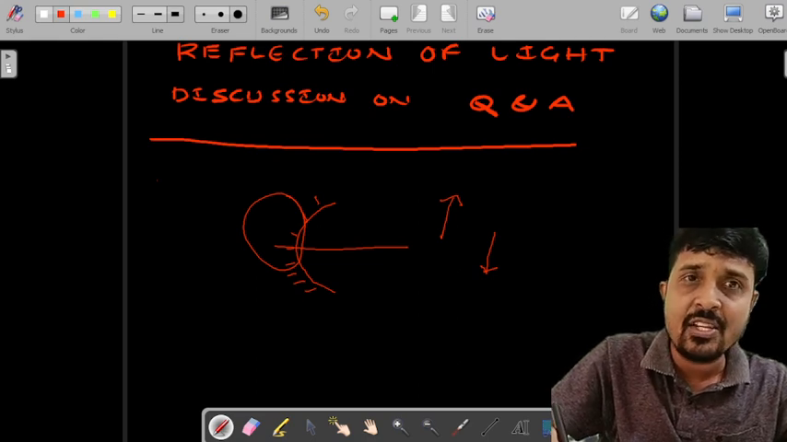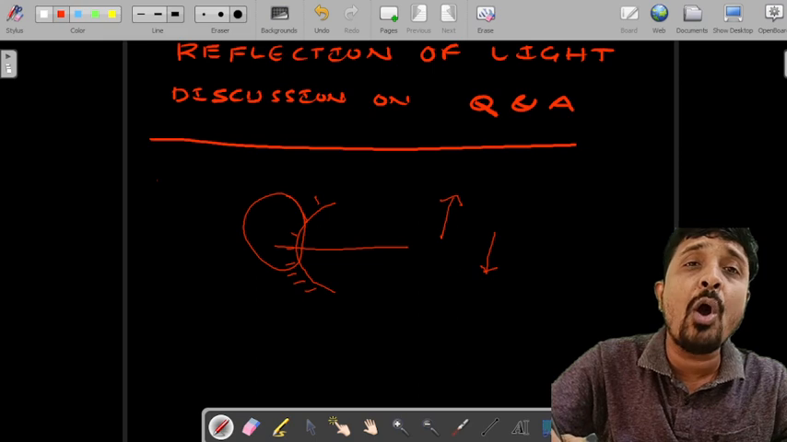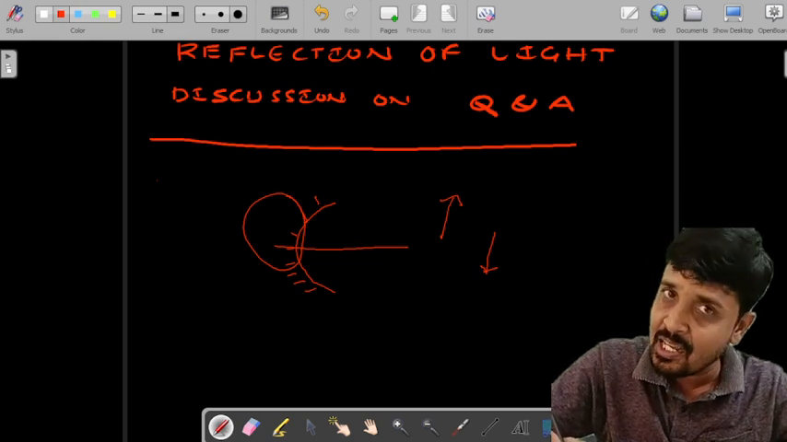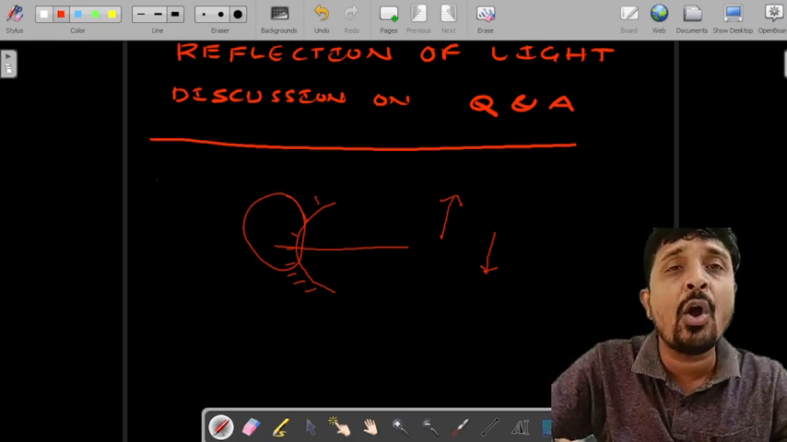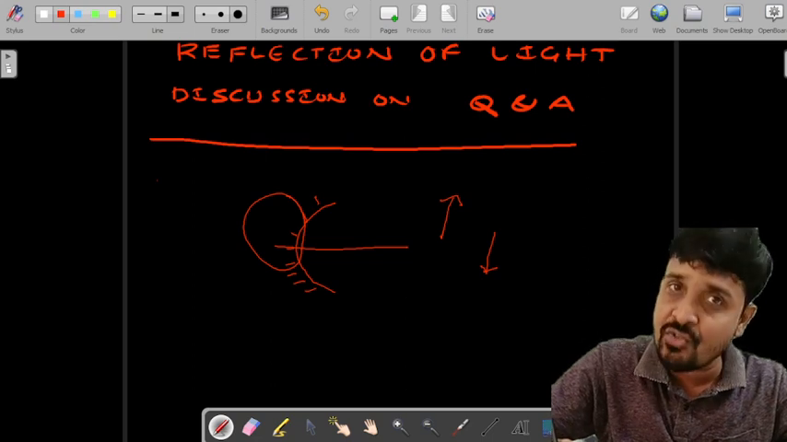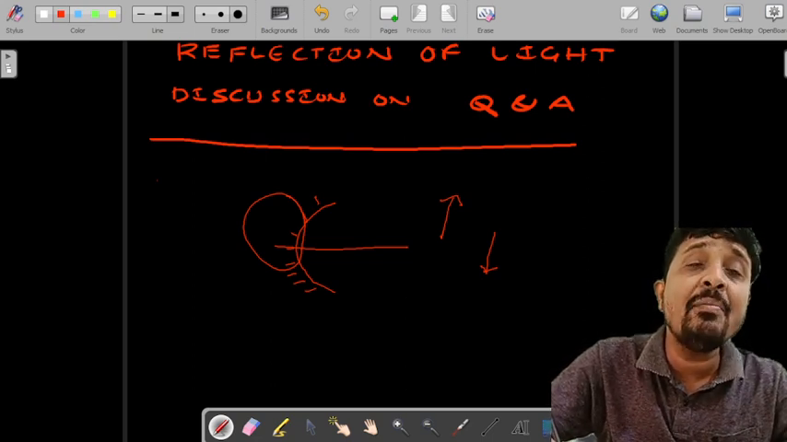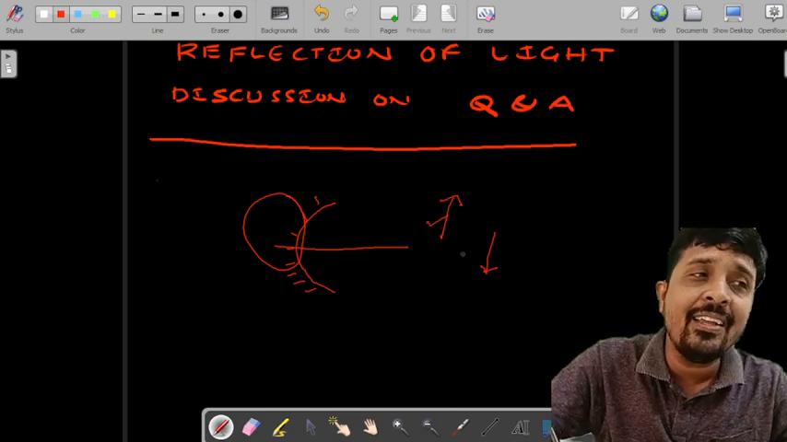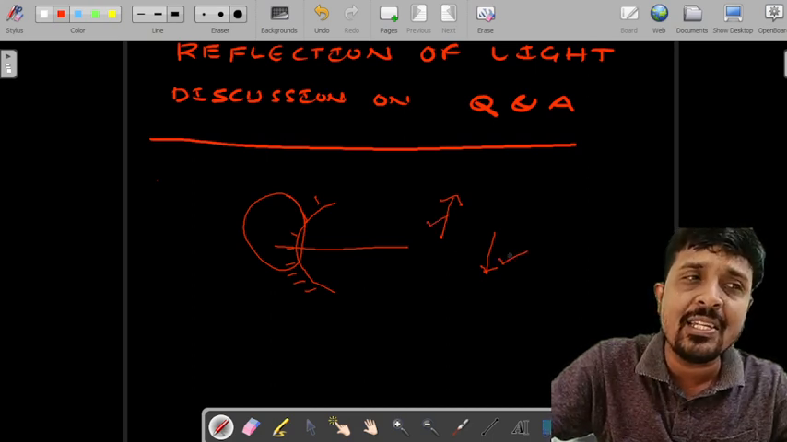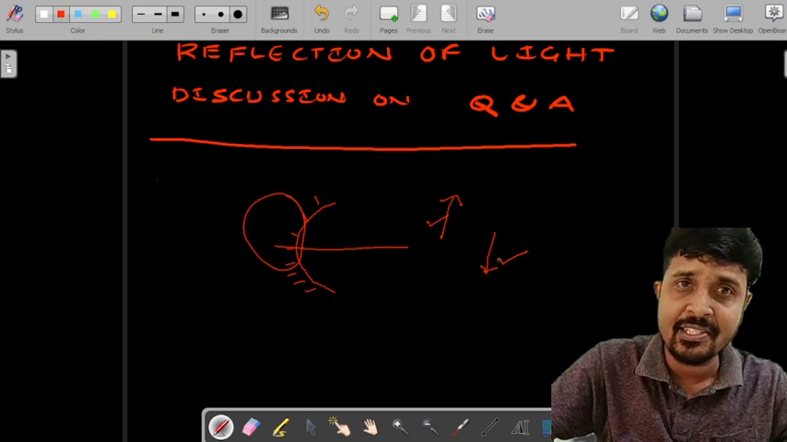That's why this is a short answer question. You can write the answer as: point number 1, the image which can be caught on the screen is called a real image, and the image which cannot be caught on the screen is called a virtual image. And point number 2 is, a real image is always inverted and a virtual image is always erect. That's it. That's the answer.